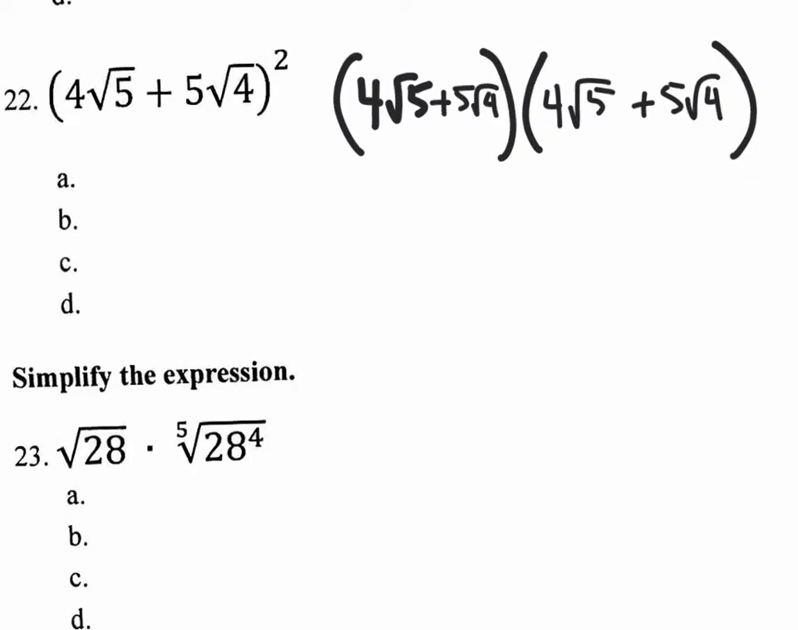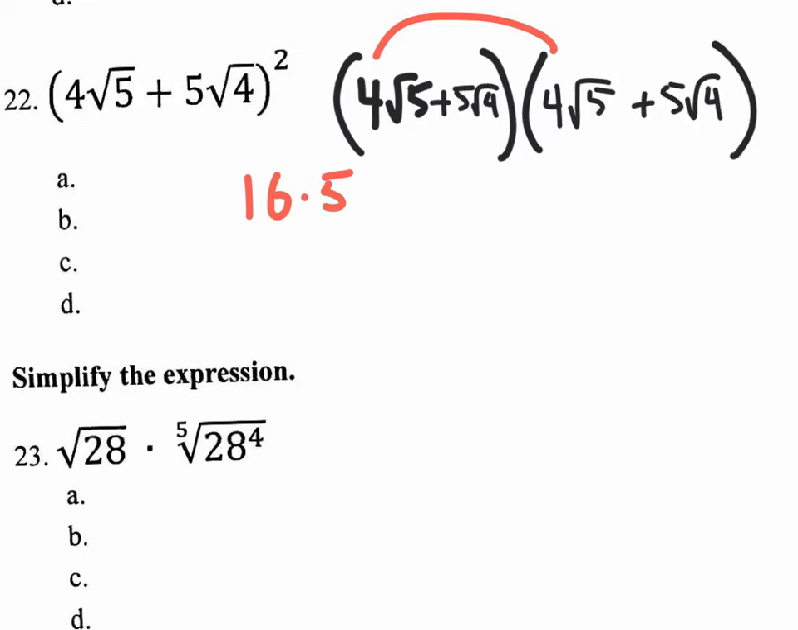So there it is, written twice. Now let's distribute. You have 4 square root of 5 times 4 square root of 5. That's like saying 4x times 4x. 4x times 4x is 16x squared, right? So the first part's going to be 16, but instead of x squared, you have the square root of 5 squared, which is just 5.